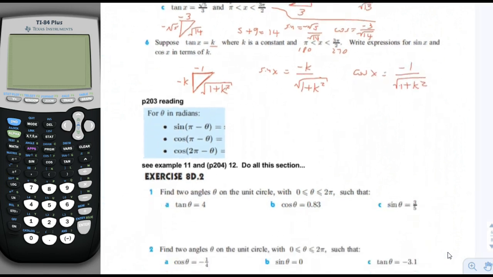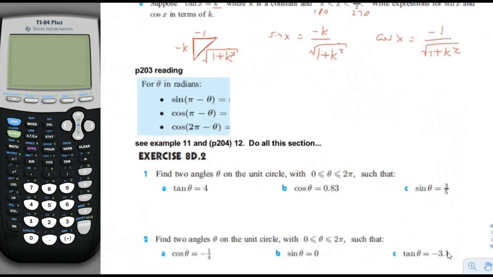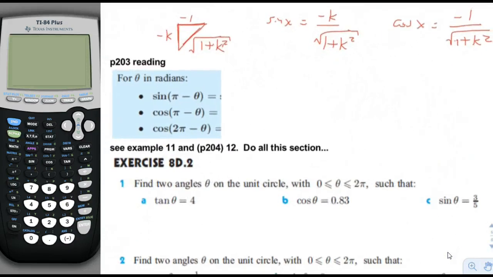Okay? Next we have page 203 reading. It wants to know, for theta, how we could write these in another way. Well, what does pi minus theta mean? If theta is an angle like that, let's say that that's theta, then 180 degrees minus theta would be this angle here. So it would be like the mirror reflection of the first angle, right? So what about the sine of this compared to the sine of this?